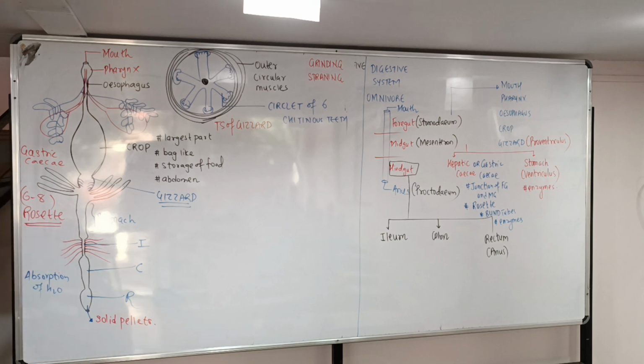So who helps in absorption of water over here? The colon and the rectum. The rectum is very efficient in that. Ultimately, the waste will be thrown out in the form of hard solid feces, and these hard solid feces are called what? Solid pellets.